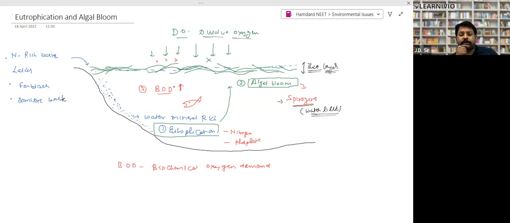So I have a question. Which of the following water will have more BOD? The water of lake, water of river, and water of a pond. Lake, river, pond, ocean. Where the BOD will be more?